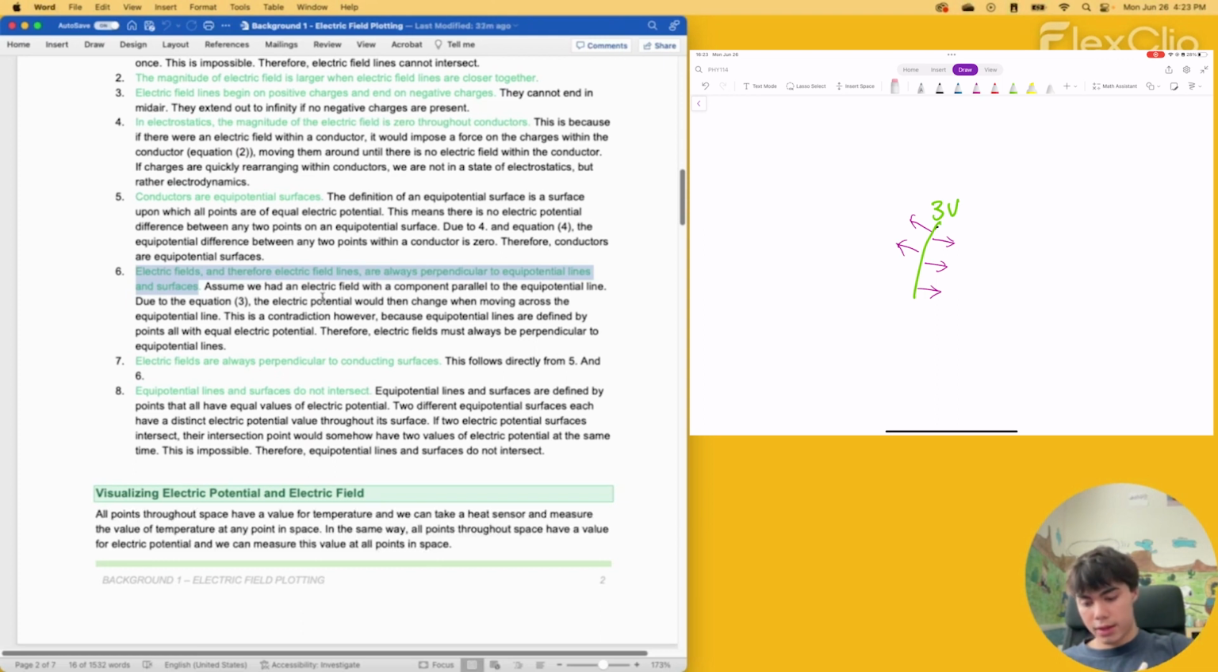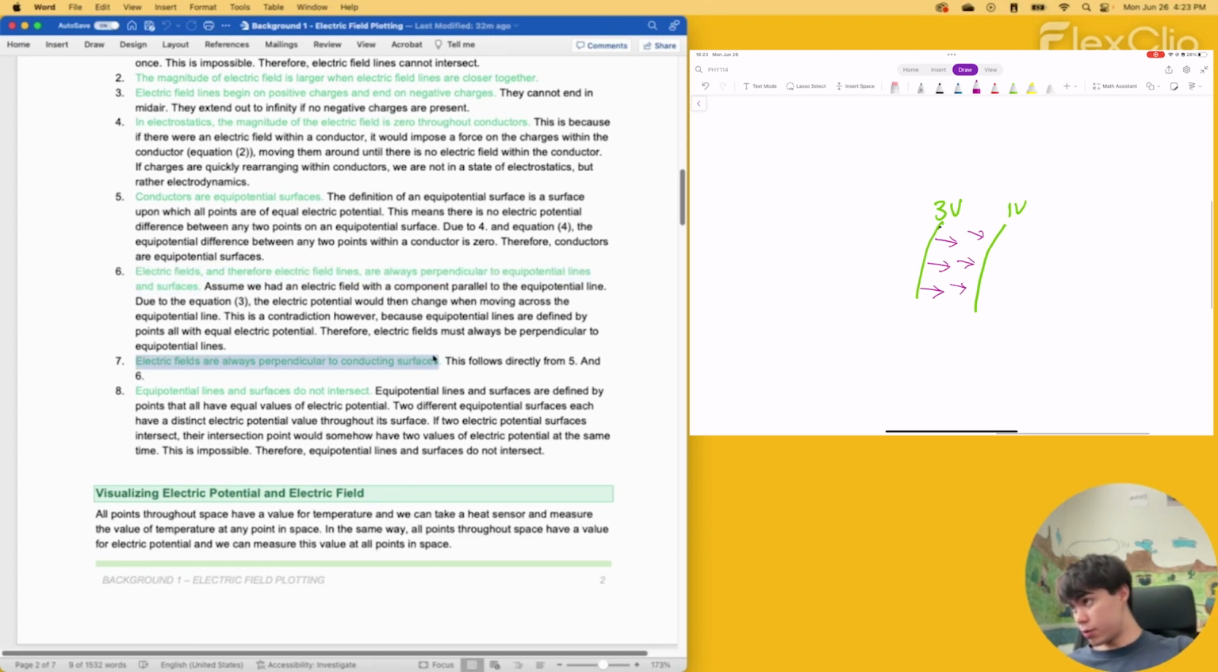So, and they point from high to low equipotential. So that was the 3 volt, and this is the 1 volt, and they'll point towards the 1 volt. Right? Because they point from high to low equipotential.